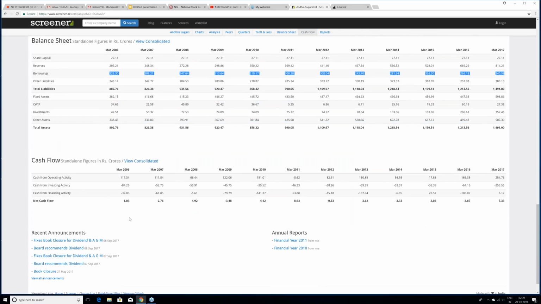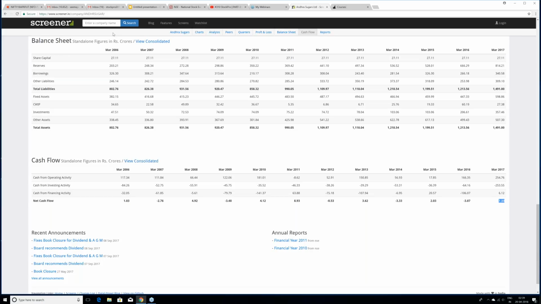Now the most important thing is, are they being able to generate cash from their operating activities? They have been consistently being able to do that, right? And rather, the cash from their operating activity has become higher every year, right? That's a very, very positive sign. And in the end, you can see the net cash flow. It is pretty decent, not bad. So this company looks good.